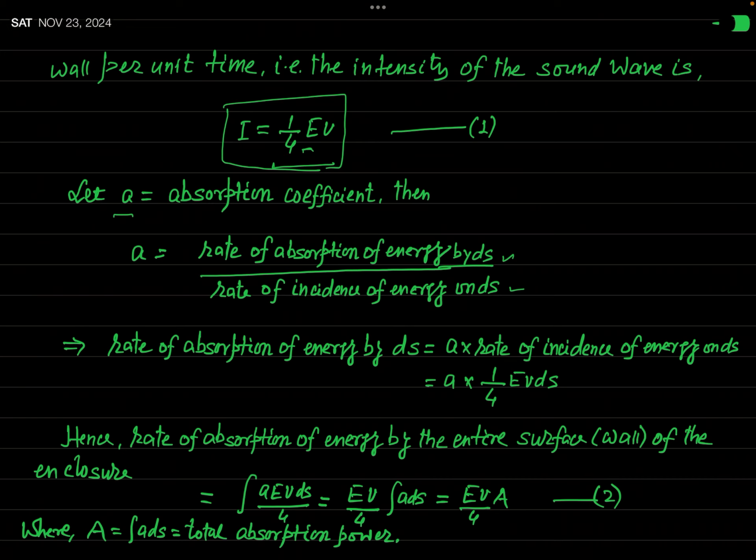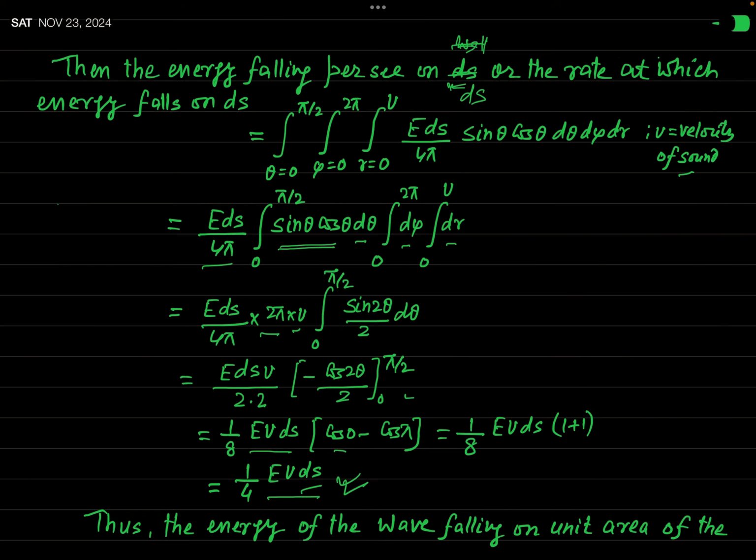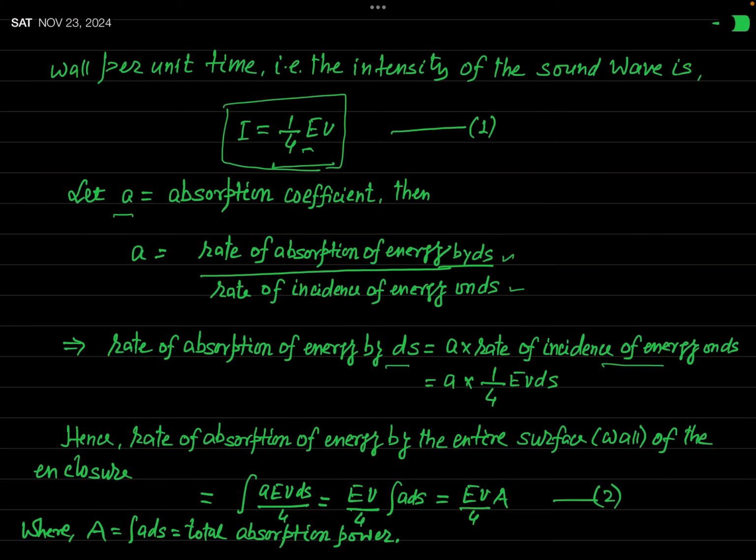Okay. Therefore, from this result you can see rate of absorption of energy by ds will be A times rate of incidence of energy on ds. But you have just calculated that the energy incident on the surface ds per second is equal to this much. So we will put this expression for the rate of incidence of energy on ds. Therefore, the amount of energy absorbed by the elementary surface ds in 1 second, which is called rate of absorption of energy by ds, is given as A times 1 over 4 times E times V times ds. This is the amount of energy that is absorbed by this elementary surface ds in 1 second.